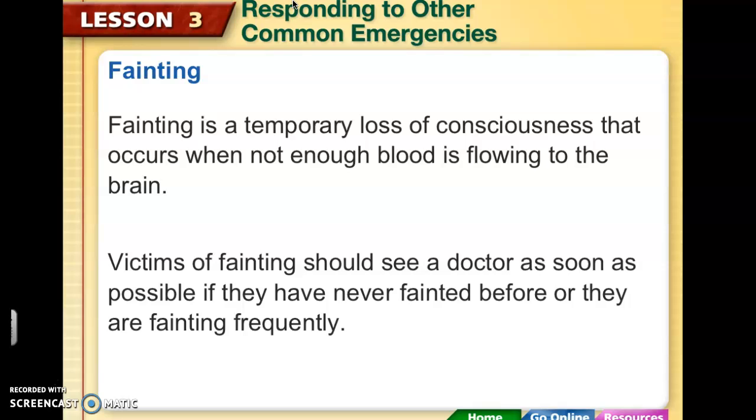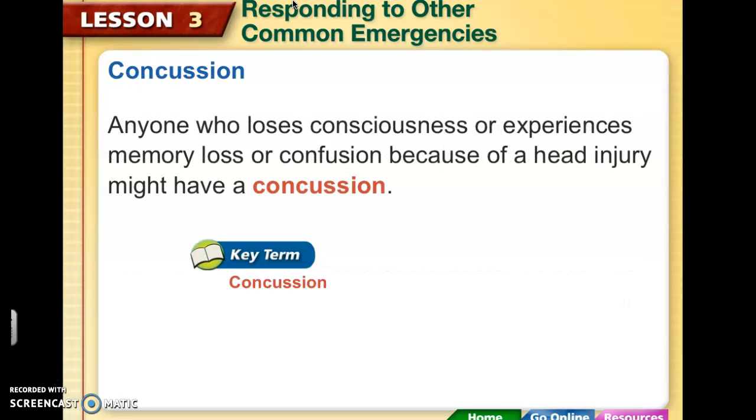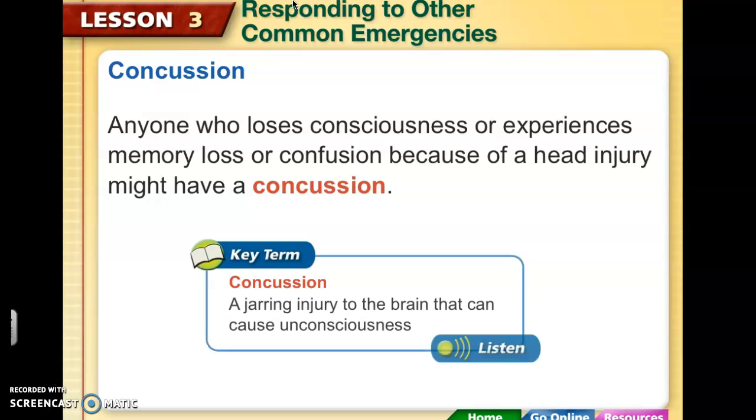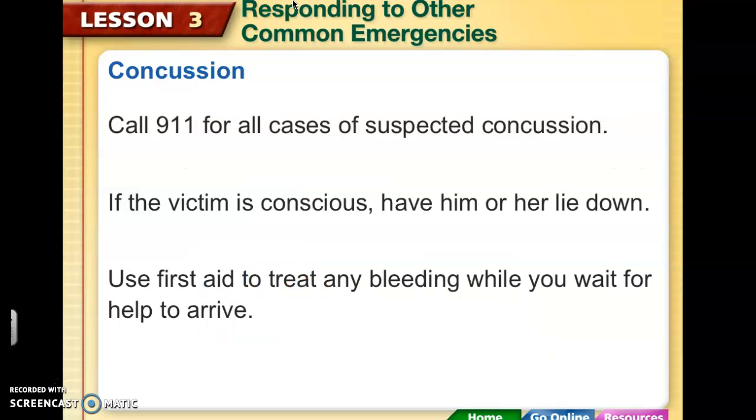Fainting is a temporary loss of consciousness that occurs when not enough blood is flowing to the brain. A victim of fainting should see a doctor as soon as possible if they have never fainted before or they are fainting frequently. Anyone who loses consciousness or experiences memory loss or confusion because of a head injury might have a concussion. A concussion is a jarring injury to the brain that can cause unconsciousness. Concussions range in severity as well. In severe cases, you want to call 911.